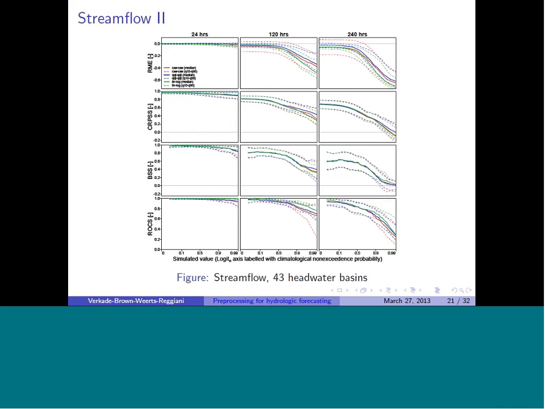You can see here that in terms of CRPSS and BSS, the quality metrics are very similar to one another. It's a slightly different image if you look at the relative operating characteristic, where you see that indeed moving from raw to unconditional to conditional post-processing techniques constitutes a quality improvement, but not necessarily for all of the metrics used.